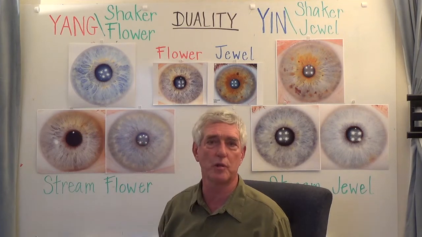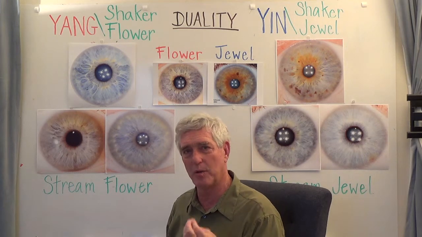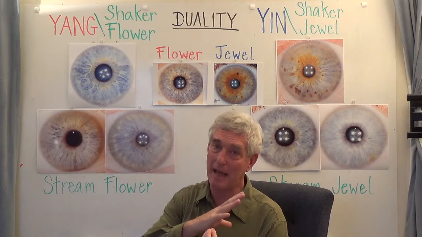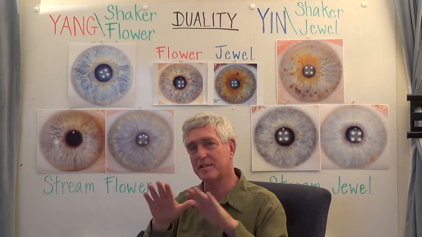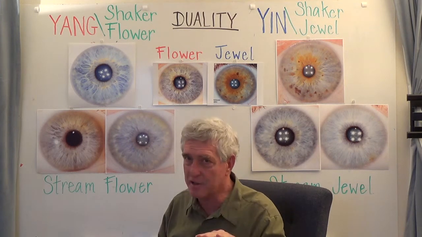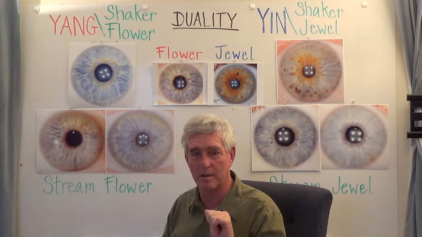So in the structure of the eye, we look at it. Primary structure, jewel or flower. When I look at someone, the first thing I want to decide, am I dealing with a jewel or a flower? To what degree are they flower or jewel? Then I'm going to look at, to what degree is the substructure or the secondary influence? Is it a lot of stream or a little bit of stream? Is it very dense or less dense?